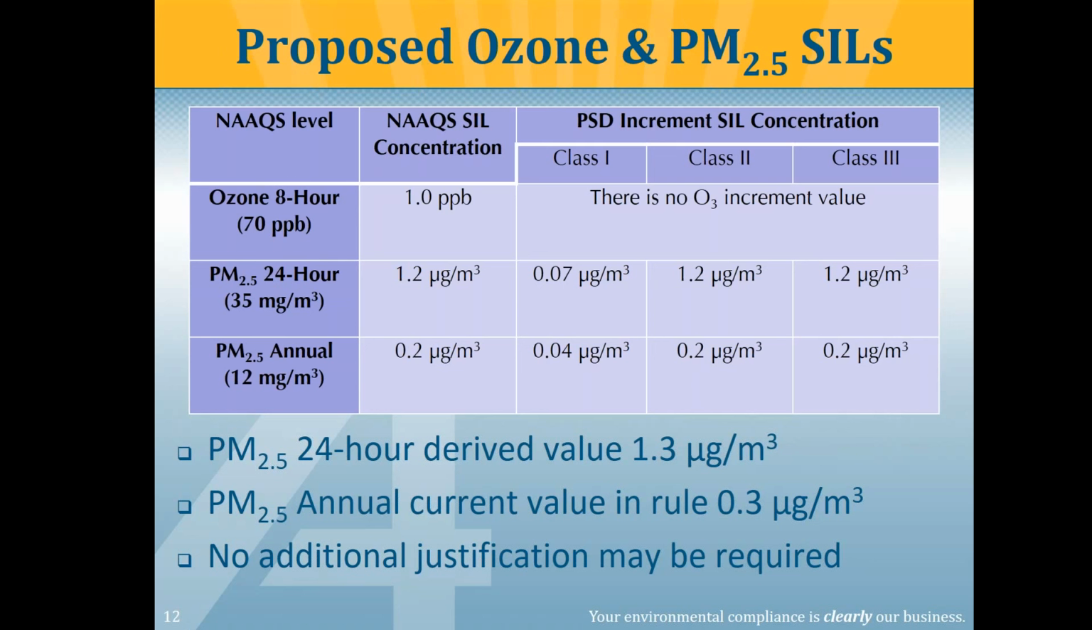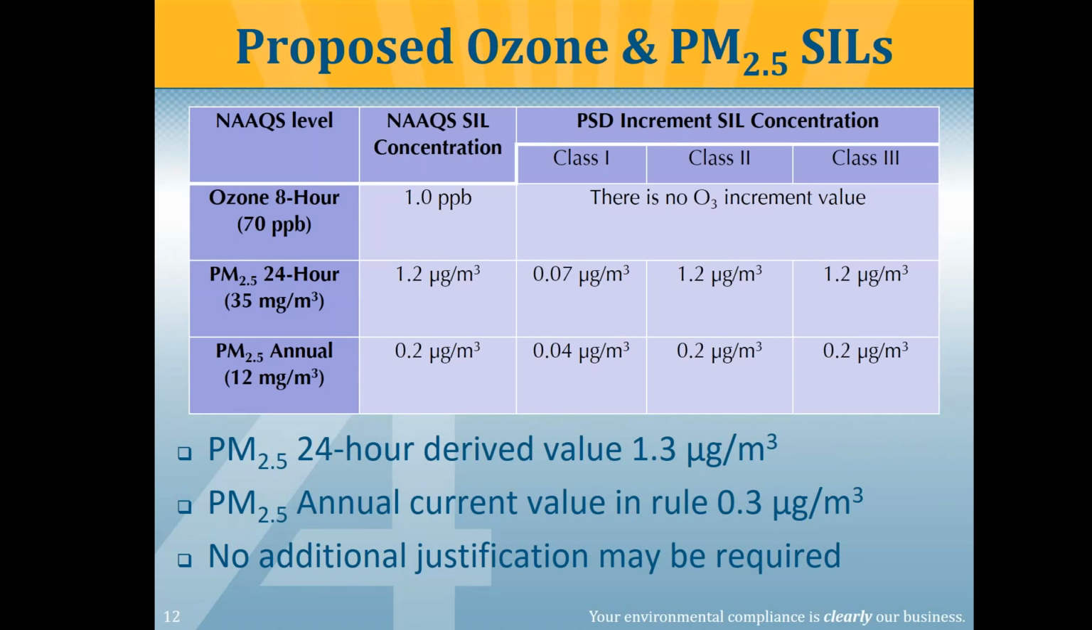Now, if you compare the temporary or intermediate SIL values for NO2 or SO2 to the NAAQS levels for NO2 and SO2, they are somewhere around 3 to 4% of the NAAQS values. Versus the proposed ozone SIL, which is barely above 1% of the ppb NAAQS value. So upfront, out of the gate, we can know that this specific SIL value for ozone is significantly conservative.